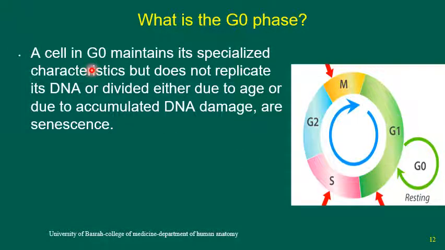In gap 0 the cell maintains its specialized characteristics but does not replicate its DNA or divide, either due to age, or due to accumulated DNA damage, or senescence.